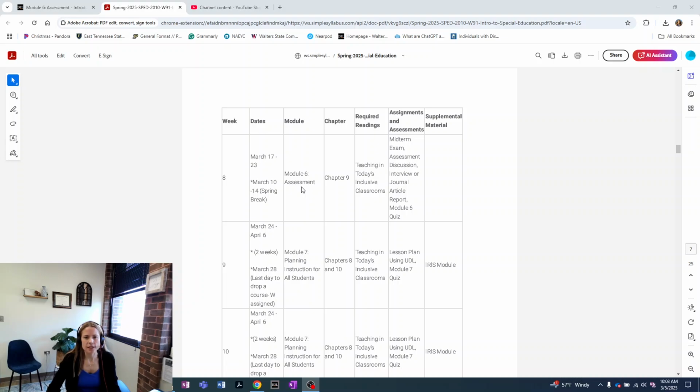on into the second part of the course, which is Module 6. And Module 6 is important because it's talking all about assessment. Okay, so in Module 6, we will be reading Chapter 9 out of our textbook, Teaching in Today's Inclusive Classrooms. You will have, of course, like I mentioned, your midterm exam is due on the 23rd, but also you will be completing an assessment discussion along with your Module 6 quiz.